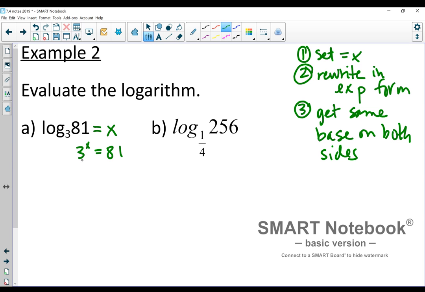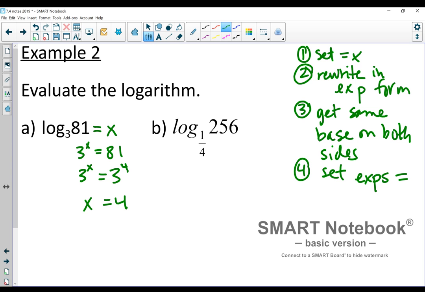Because I have 3 raised to a power, my base is 3 on the left. I want to make it so that I have a base that's 3 on the right as well. So I know that 3 to the 4th power equals 81. So I'm going to write 3 raised to the x power equals 3 raised to the 4th power. So now that I have the same base on both sides, I can make my exponents equal. That's our last step, set exponents equal. Sometimes we'll have to solve, but this one we get our answer right away, x equals 4.